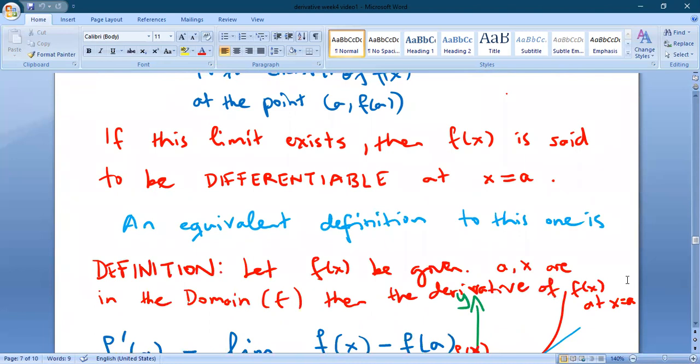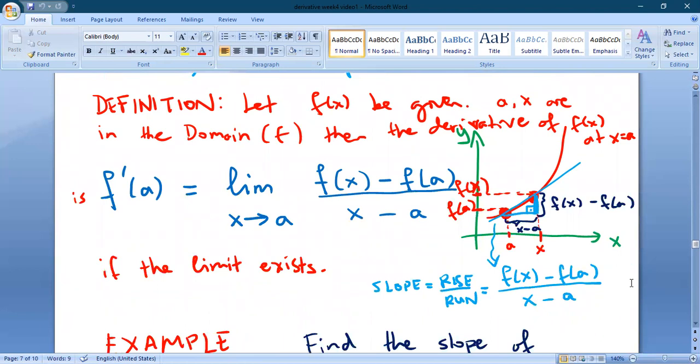There's an equivalent definition to this one. If f is given and a and x are in the domain of f, then the derivative of f at the point x equals a, f prime of a, is equal to, this time, the limit as x goes to a of f of x minus f of a over x minus a.